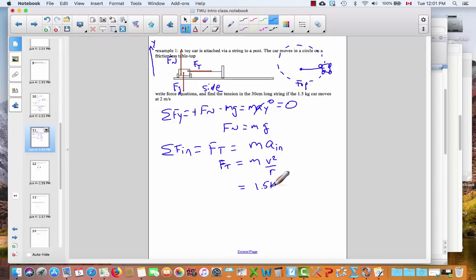So the mass is 1.5 kilograms, the speed is 2 meters per second, and the length of the string, which will be the radius in the circle, is 0.3 meters. That gives us a tension force of 20 newtons.